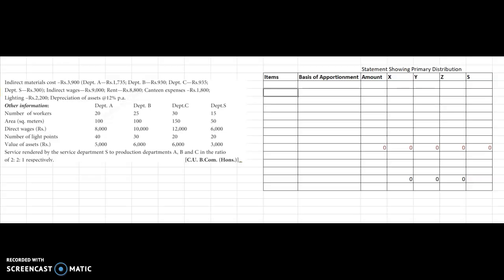The other information which is being given with respect to department A, B, C, and S is the number of workers, the area in square meters, direct wages, number of light points, value of assets, and it says that the services rendered by the department S to production departments A, B, and C are in the ratio of 2:1.